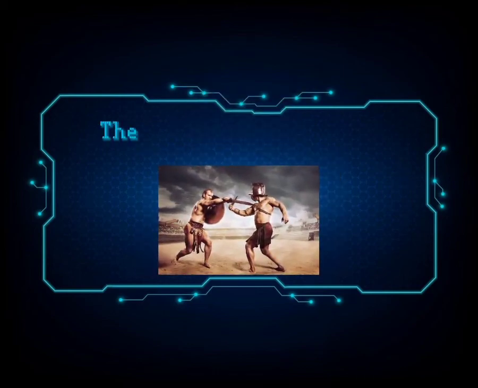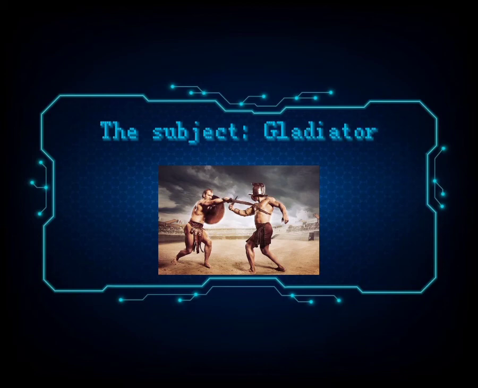The subject of the painting is the gladiator. Gladiator came from the Latin word gladius, which means sword. In other words, gladiator, meaning swordsman, was an armed combatant who entertained audiences in the Roman Republic and Roman Empire in violent confrontations with other gladiators, wild animals, and condemned criminals.